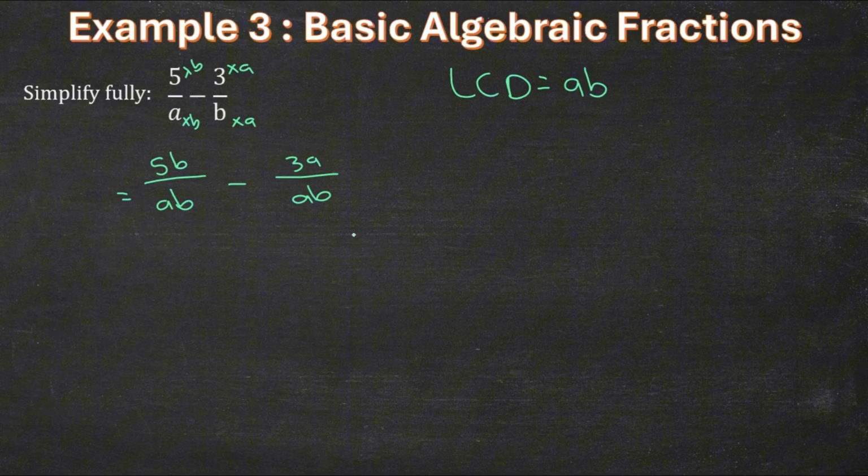Now that all my denominators are the same, I can subtract my numerators. So I can rewrite it like this. And I can say 5B minus 3A. Now I want you to be careful. You cannot go and say 5 minus 3 because these are not like terms. This term contains a B, this term contains an A. So this is my fully simplified answer.